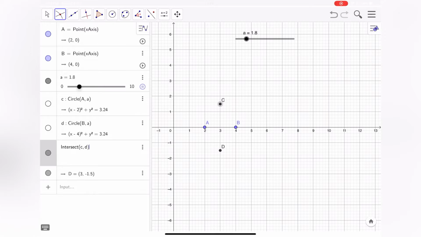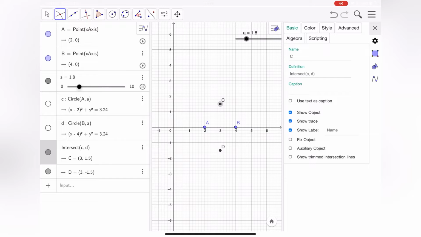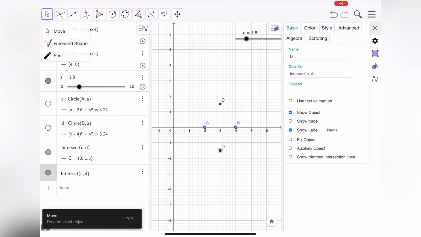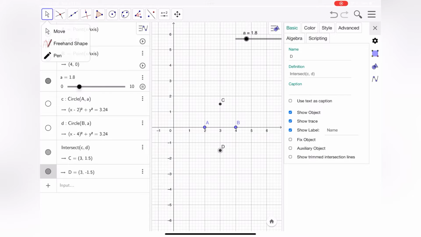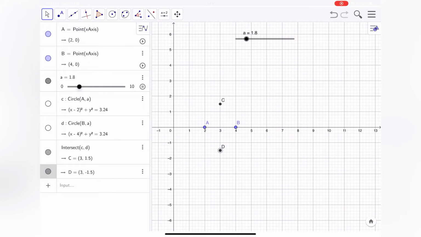After that, I am going to trace these points C and D. Remember that C and D are nothing but those points which are equidistant from A and B. Now we want to see what these points C and D will trace, and you can clearly see that they are tracing a straight line. So any point which is equidistant from two given points will trace a straight line.